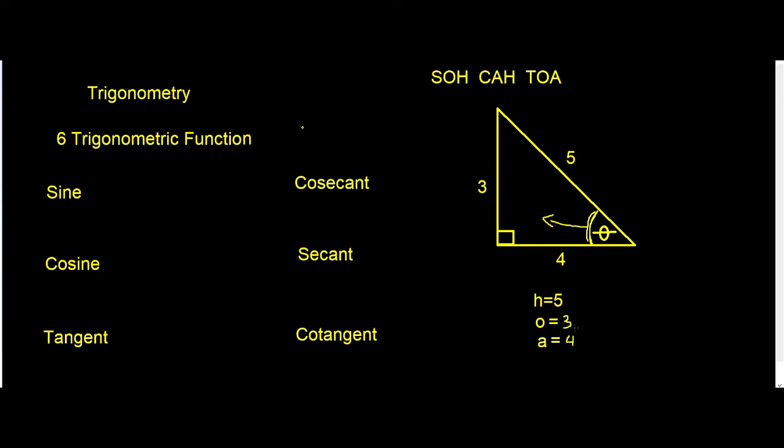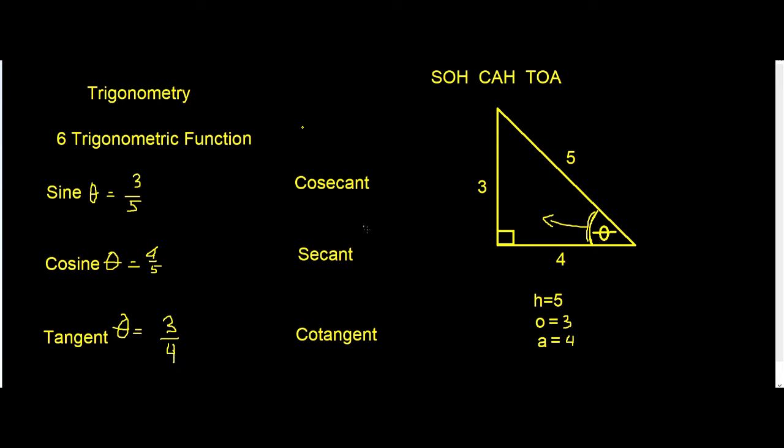Now, how do we get the values of the 6 trigonometric functions? We use the SOHCAHTOA. We have sine is equal to opposite over hypotenuse. So, sine theta is equal now to, what's your sine? Opposite over hypotenuse, you have 3 over 5. Your cosine theta naman is equal to adjacent over hypotenuse, you have 4 over 5. And your TOA, or your tangent theta, is equal now to opposite over adjacent, you have 3 over 4.